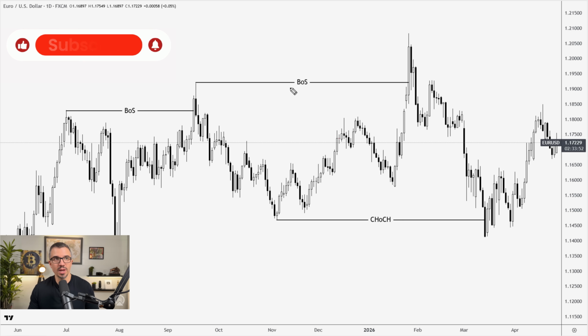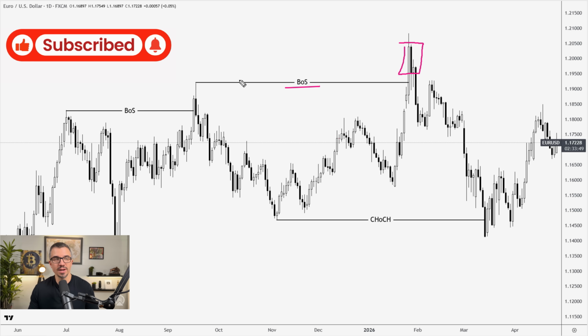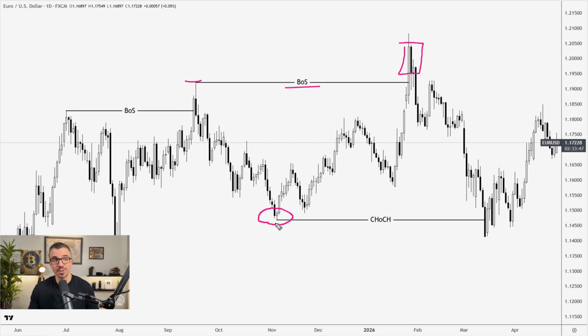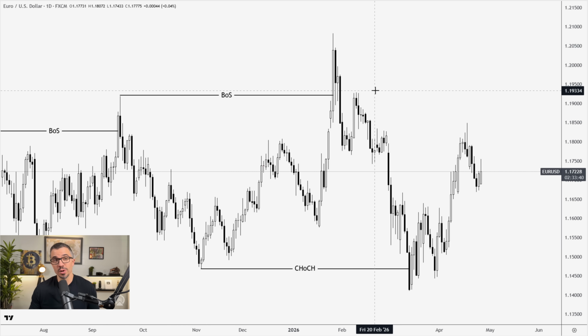Okay, so you can see that we had the BOS up here, right? The close above this high, no question about that. That gave us this external low. We closed below it, no question about that either. So as of right now, guys, the daily chart does start, or at least it's starting to look bearish.